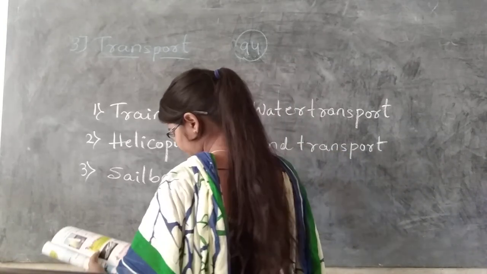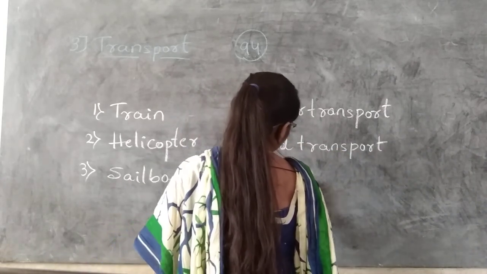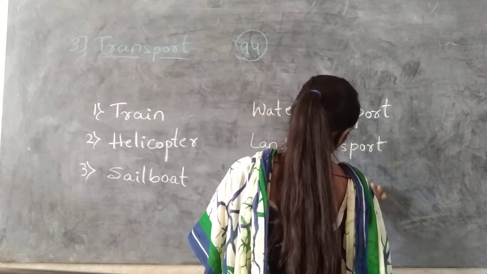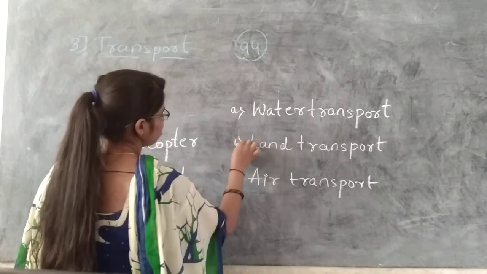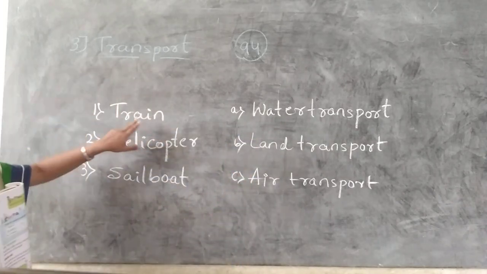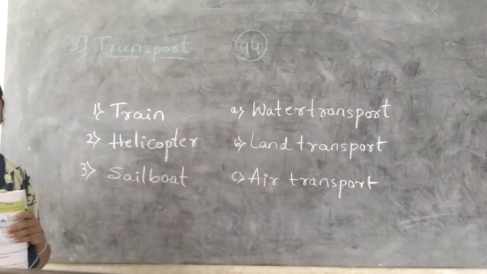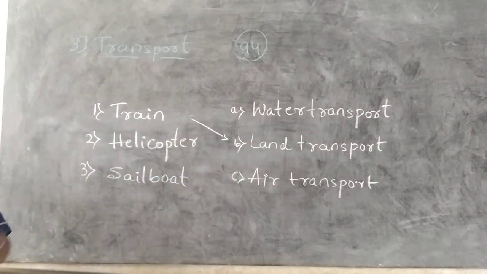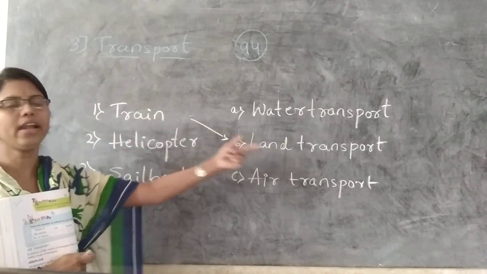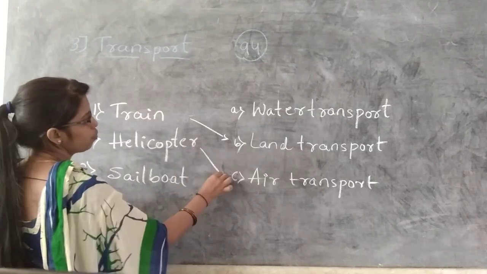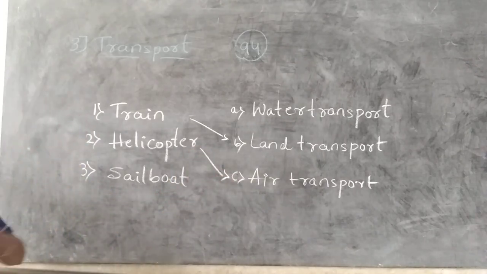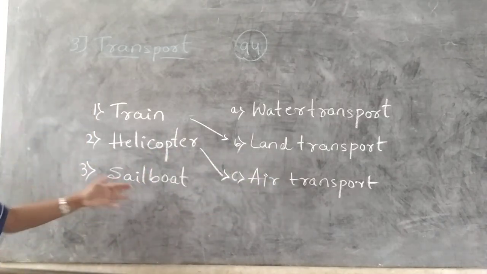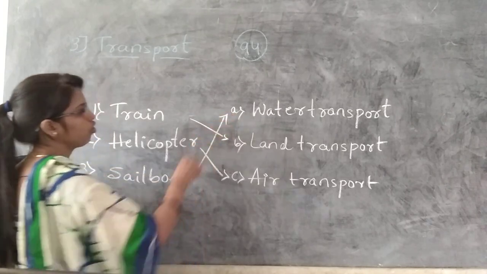And the third one is air transport. What is that? Air transport. Okay. This is first one, second one, and the third. A, B, C. Which is the right answer? That is B one. Train, land transport. It travels through land surface. Because of that reason, the train matches to land transport. Helicopter is air transport. It moves through air. So because of that reason, this is air transport. Sailboat is a water transport.